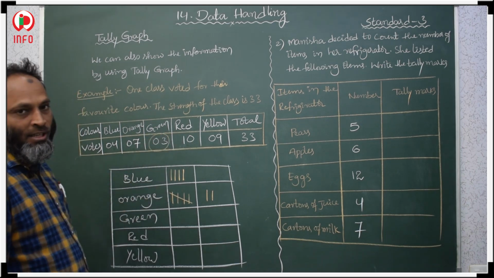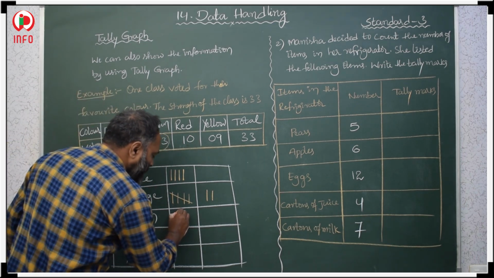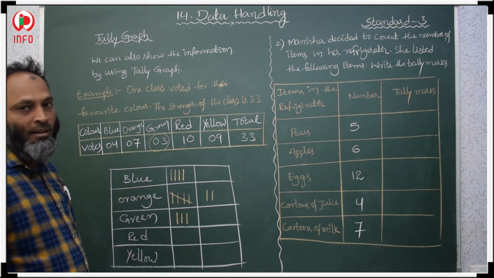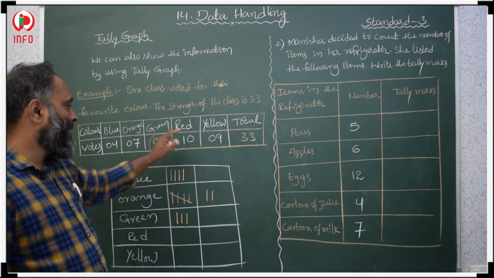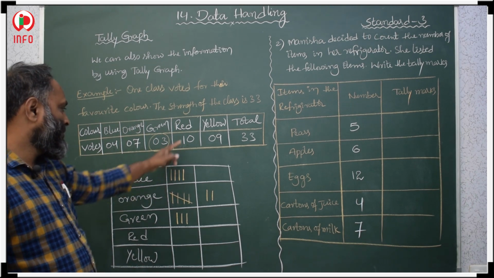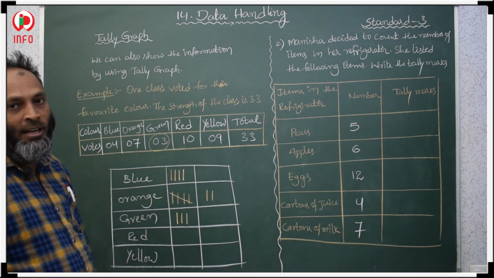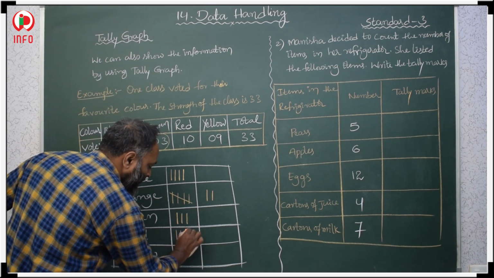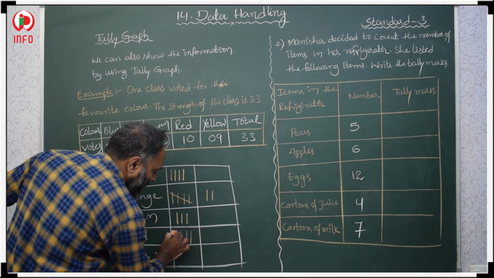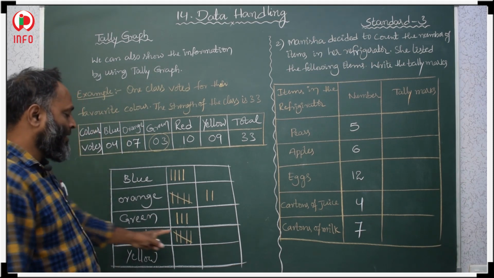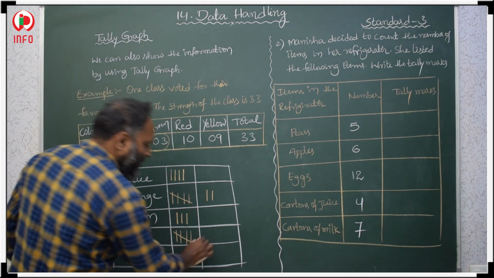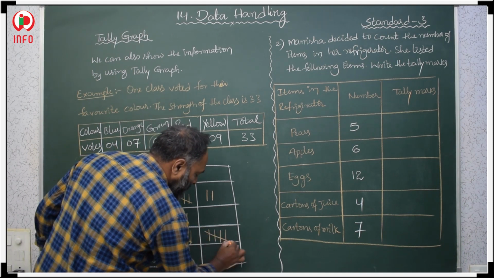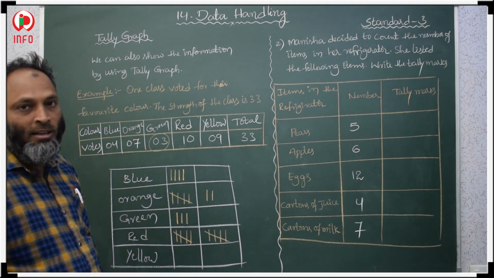Now after that green, how many students voted for the green color? 3 students, which means we should draw 3 vertical lines. Next red, how many students voted for red? 10. 10 means we draw 4 vertical lines, 1, 2, 3, 4, and the 5th line is a slanting line. Total 5 lines over. Now 6th, 7th, 8th, 9th, and again one more slanting line.